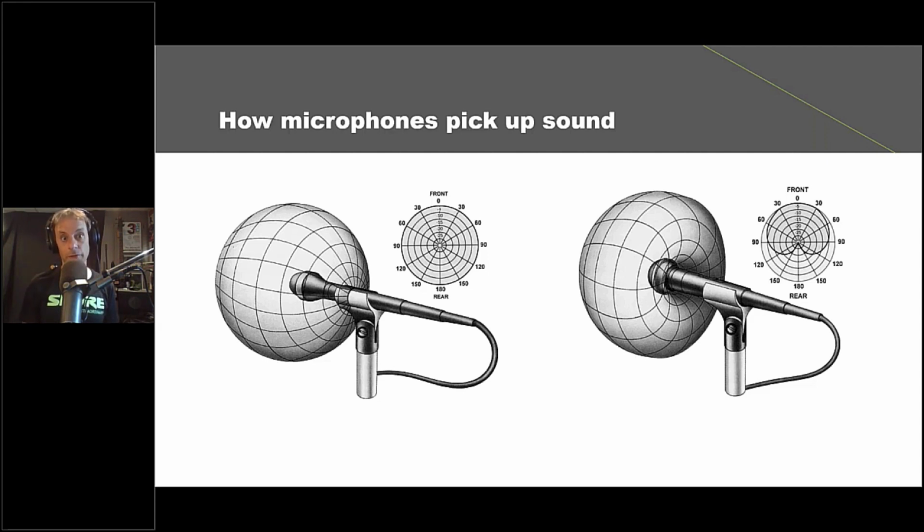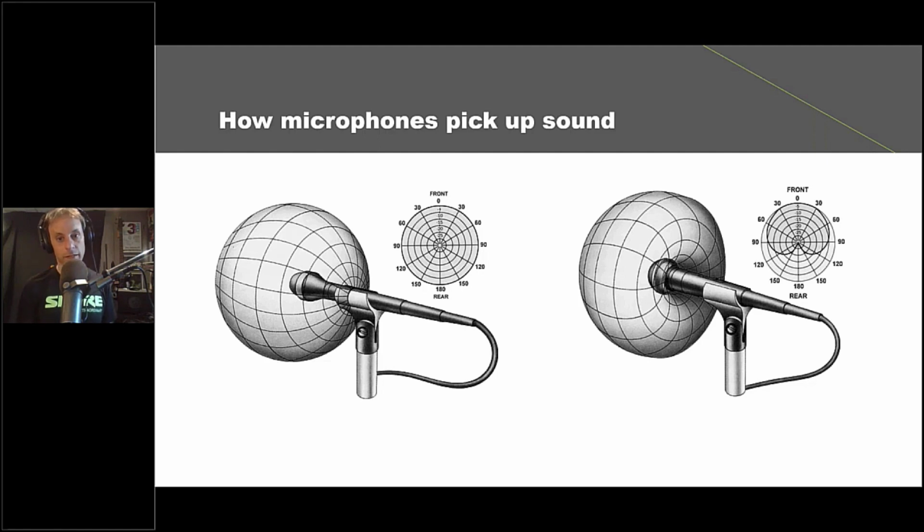Also, omnidirectional mics tend to be a little more subject to feedback as well, and we'll talk about why that is later when we have a little Mythbusters section on feedback. But just know that omnidirectional mics are more susceptible than mics with some sort of a directional pattern to them.